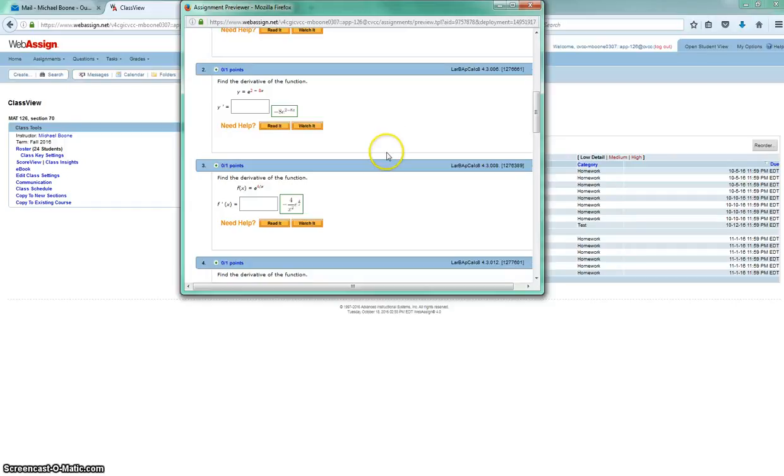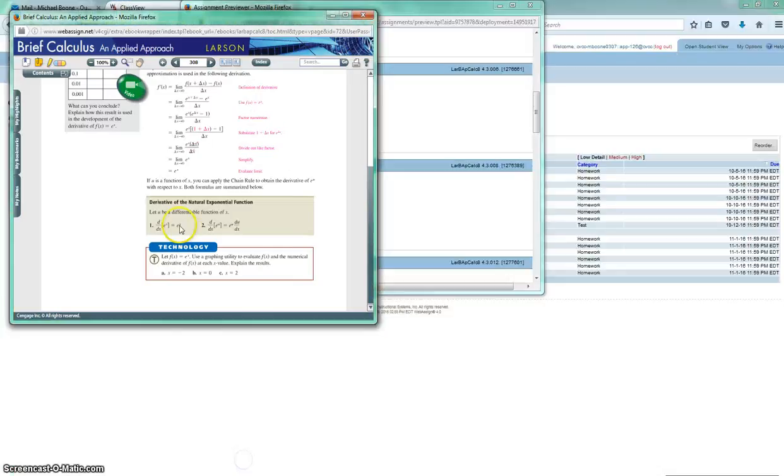All right, so in chapter 4, section 3, we're talking about natural exponential functions, so base e. And in the text, it talks about how to find the derivative. The derivative of e to the x is e to the x.